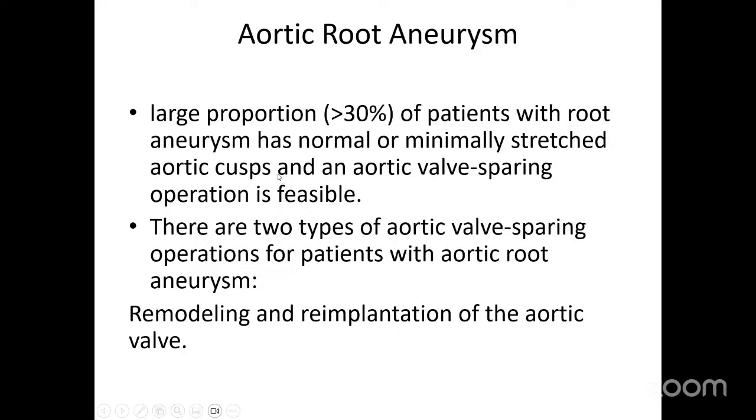A large proportion, more than 30% of patients with root aneurysm, has normal or minimally stretched aortic cusps, and an aortic valve sparing operation is feasible. There are two types of aortic valve sparing operations for patients with aortic root aneurysm: remodeling versus reimplantation of the aortic valve.